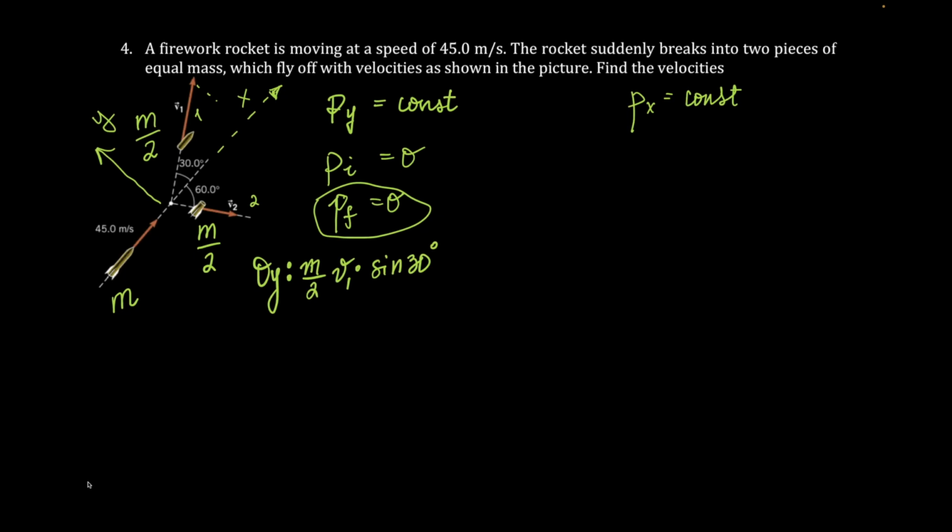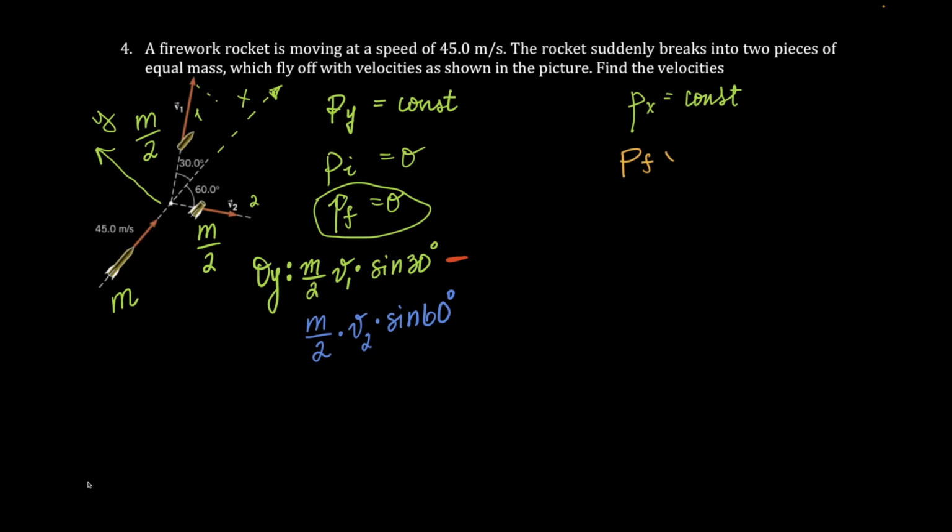For the second one, it's going to be plus. And for my second object, we have again m/2 v2, and this is sine of 60 degrees. See how it's downward in the y direction? So instead of saying plus, I'm going to say minus, just to remind myself that they are in the opposite direction. Now off to Px.